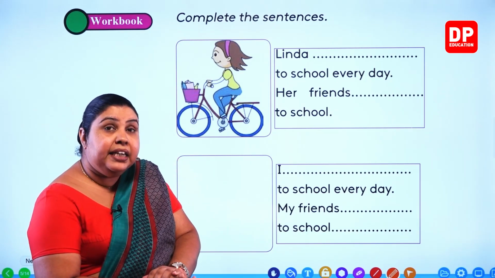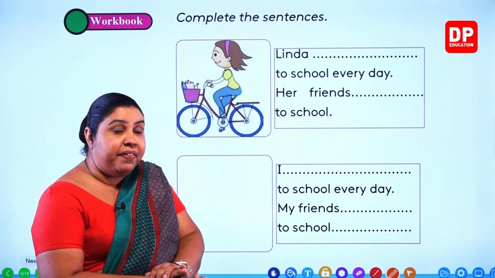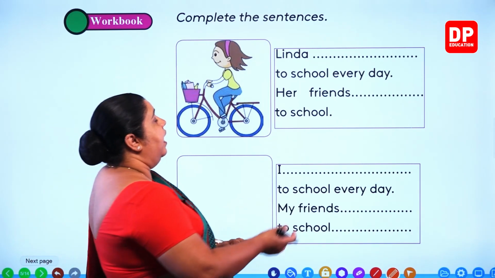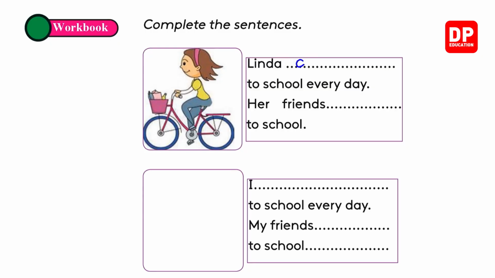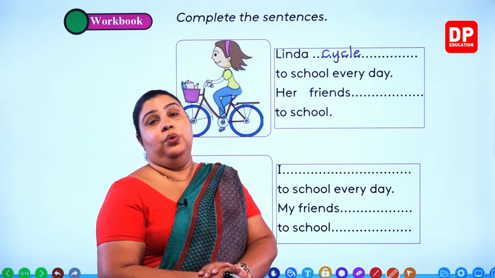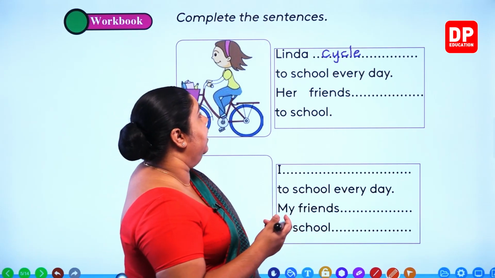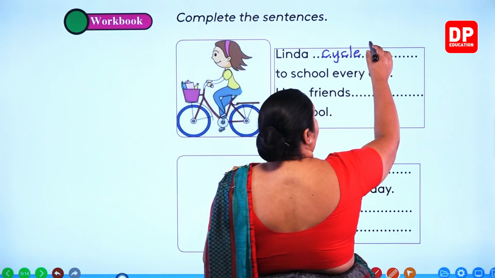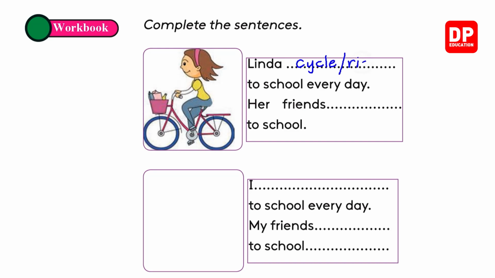She cycles to school. Linda cycles to school every day. Or we can say Linda rides her bicycle. Linda rides her bicycle to school every day.